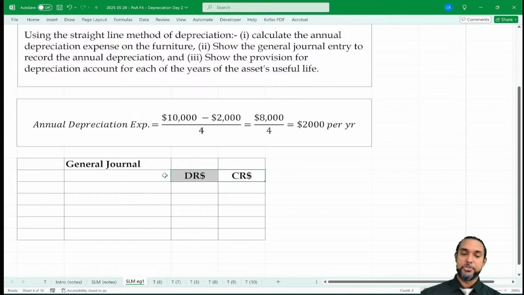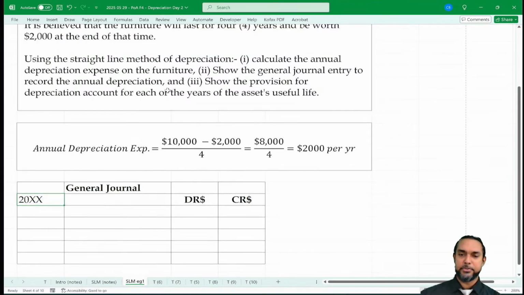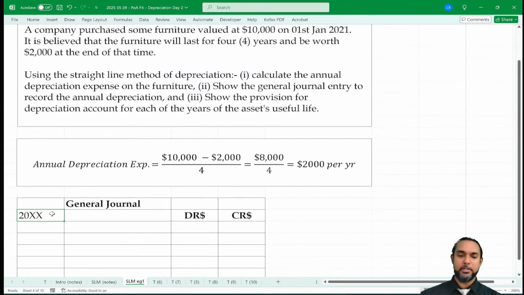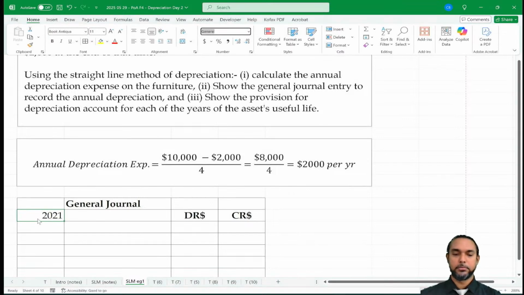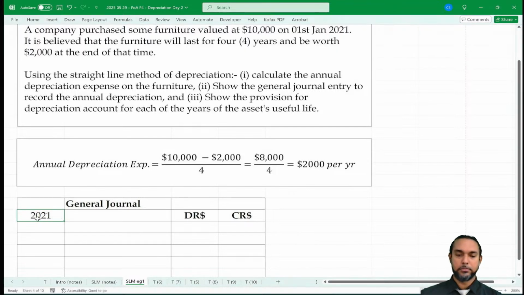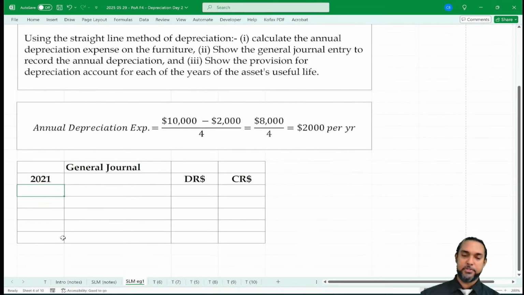Now, when you're doing your general entry, let's just record this for 20XX, right? I know I have 20, actually it was 2021? Yeah. Okay, alright, so let's do 2021. We'll do 2021. Right, so let's just assume it's a December 31st year end.